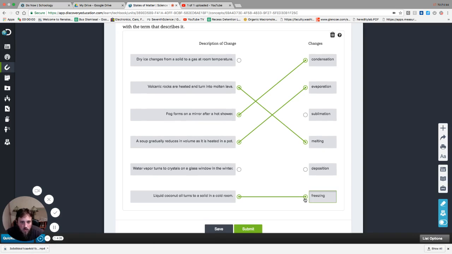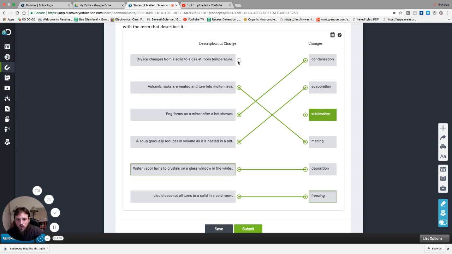But there are two words up here that I almost never use. And I didn't even know one of them until recently. Deposition. Deposition literally means turning from a gas to a solid. And there are things that do this, apparently. Water vapor turning to crystals on a glass window in the winter is an example of deposition. Frost is resultant from deposition. I have lived 31 years without using that word, but you ought to have it. Deposition.